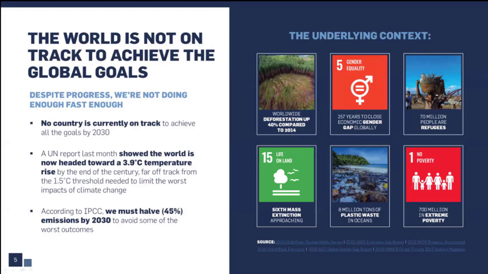And we also know that the world is now headed towards a 3.9 centigrade temperature rise by the end of the century instead of the 1.5 threshold that we need to limit the worst impacts on the climate. We also know that we must at least halve the emissions by 2030 in order to avoid some of these worst consequences.